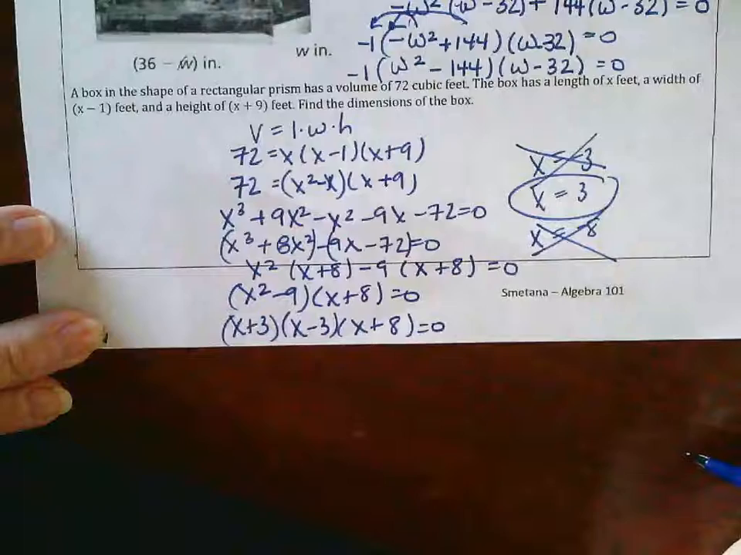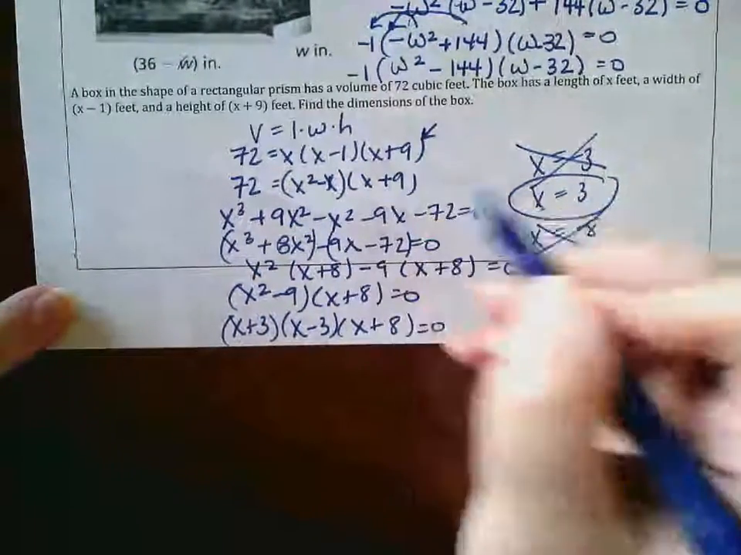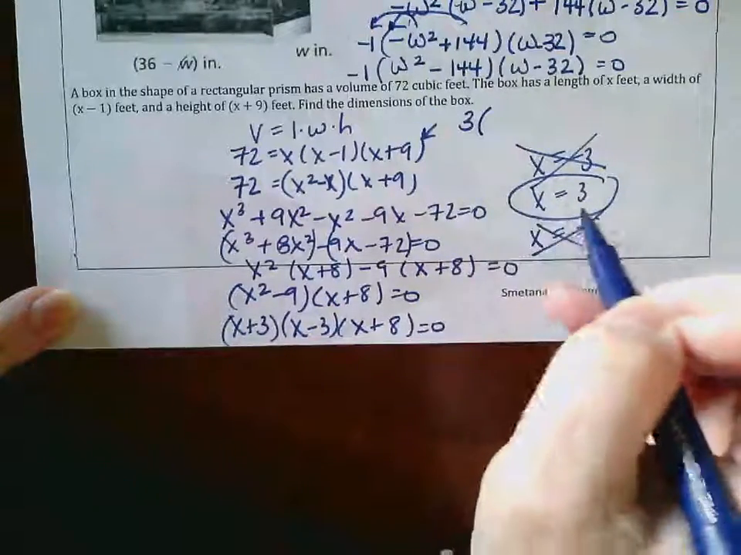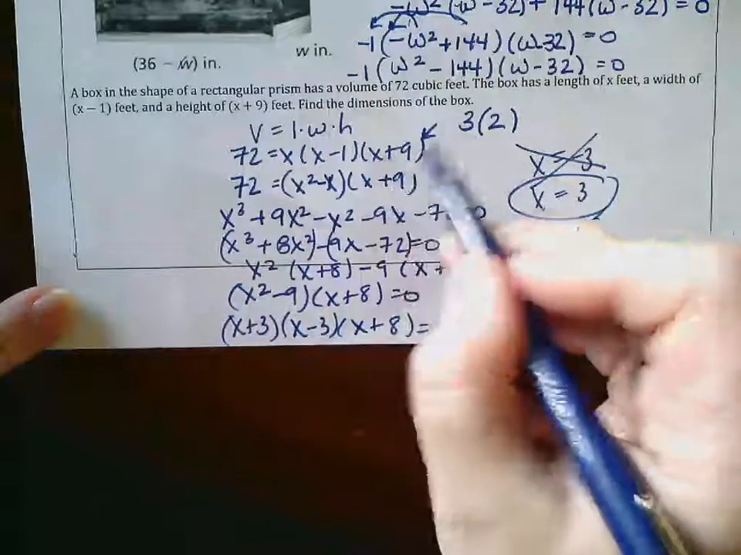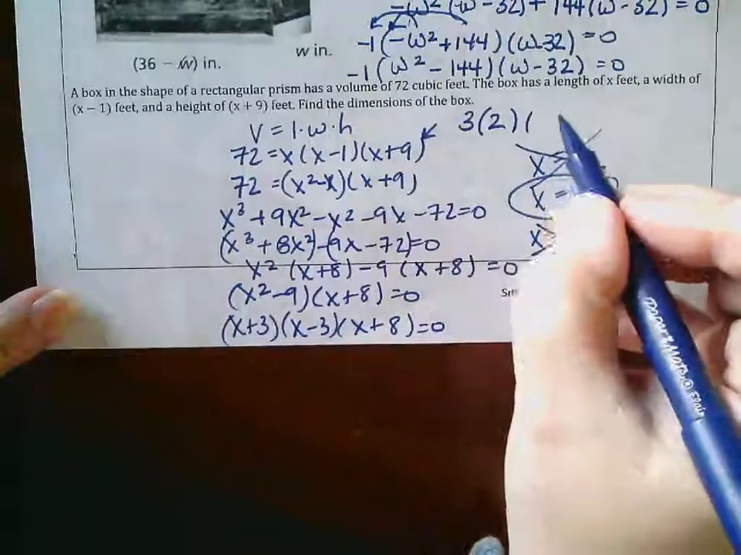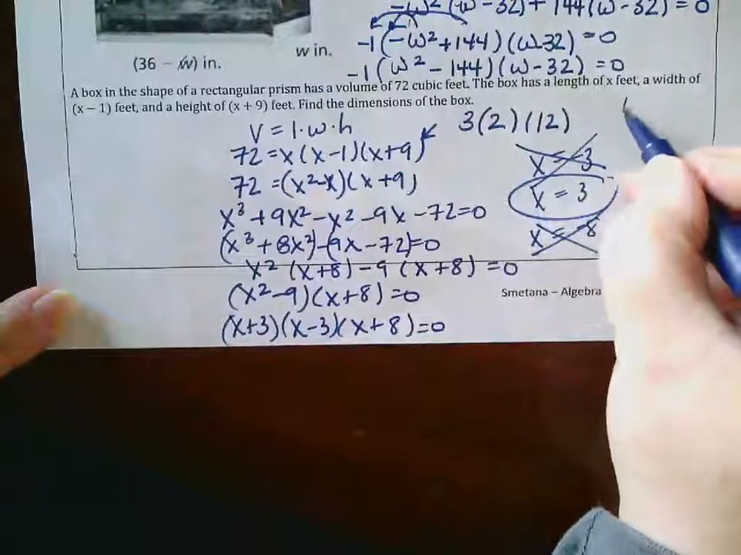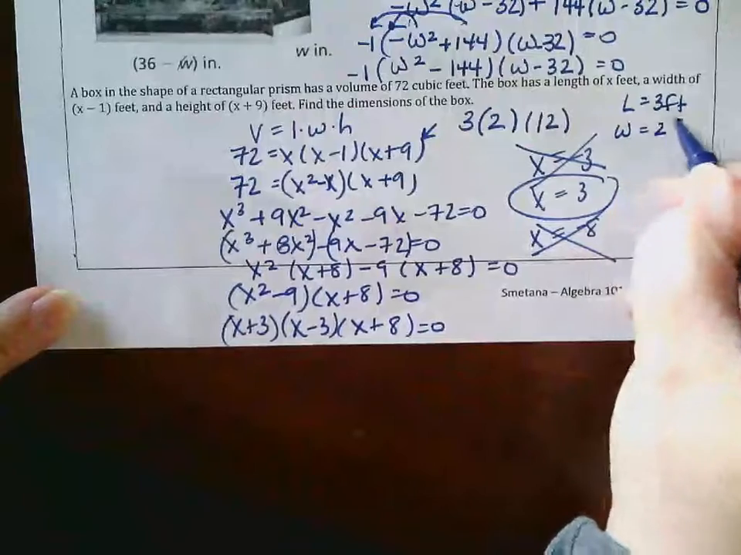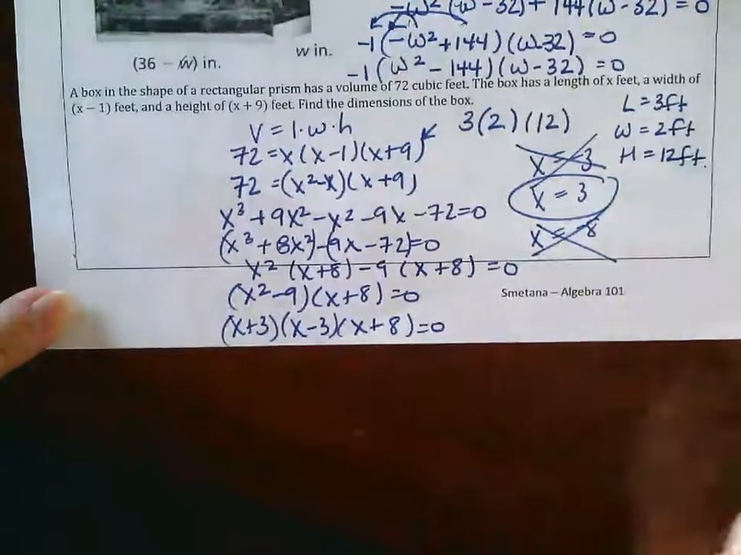If you're looking for the dimensions of this book, you're going to plug them back into this. So 3 times 3 minus 1, which is 2, times 3 plus 9, which is 12. And your dimensions are length 3 feet, width 2 feet, and height 12 feet.